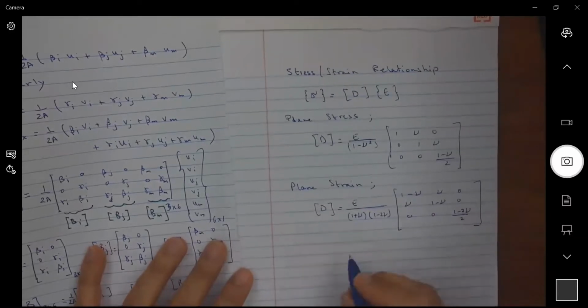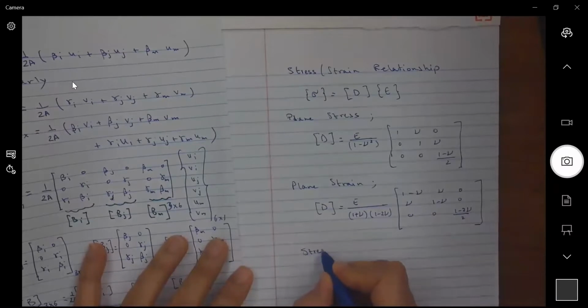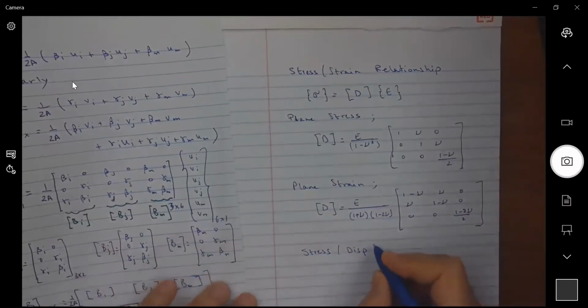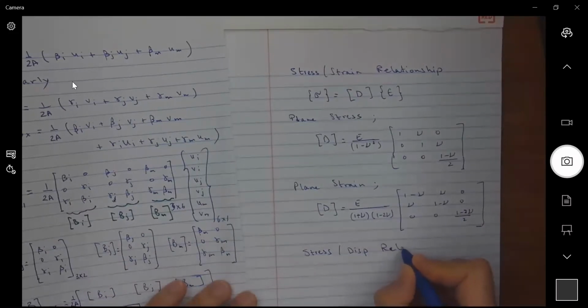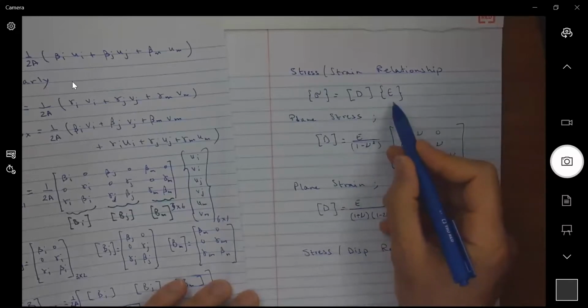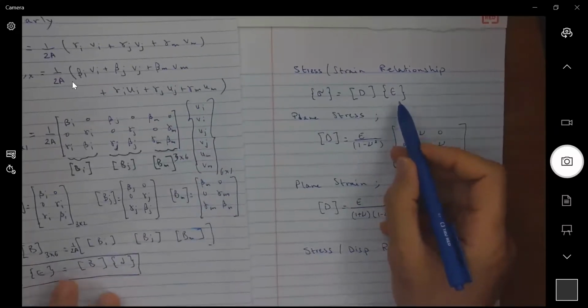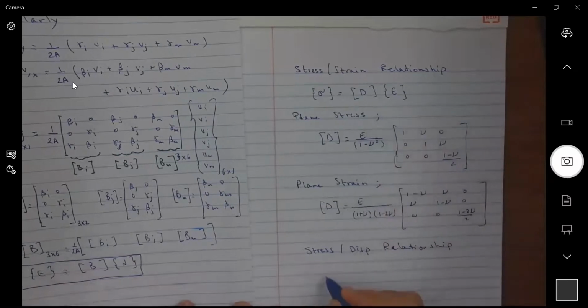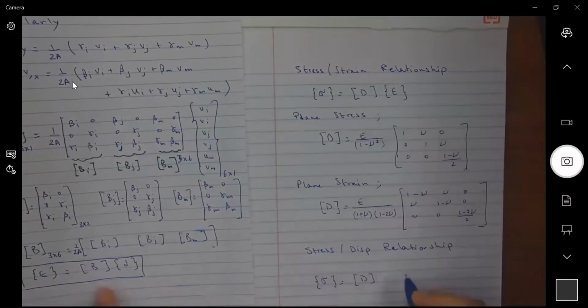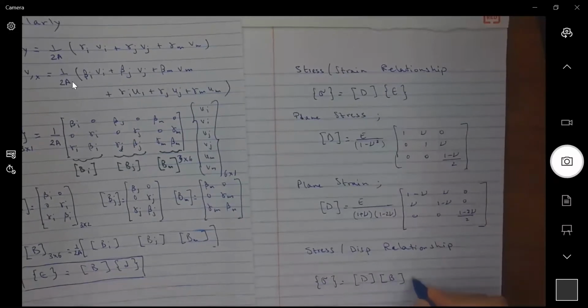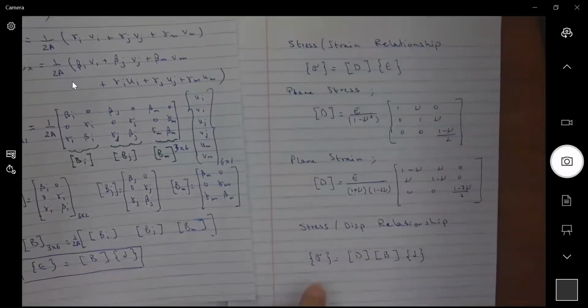Now, if I want to look at a stress displacement relationship, I will simply substitute for epsilon in this equation. So I will come here and say then the stress sigma is equal to D multiplied by B times d. So I'm relating the stress to the nodal displacements.